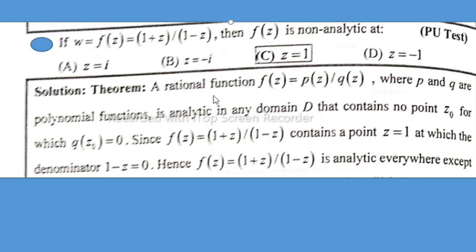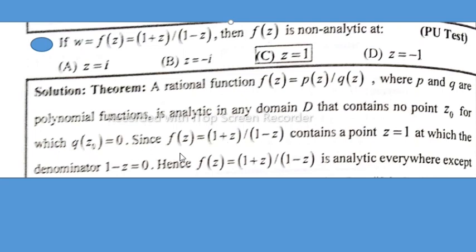That is, a rational function f of z equals p of z divided by q of z, where p and q are polynomial functions, is analytic in any domain D that contains no point z naught for which q of z naught is equal to 0.